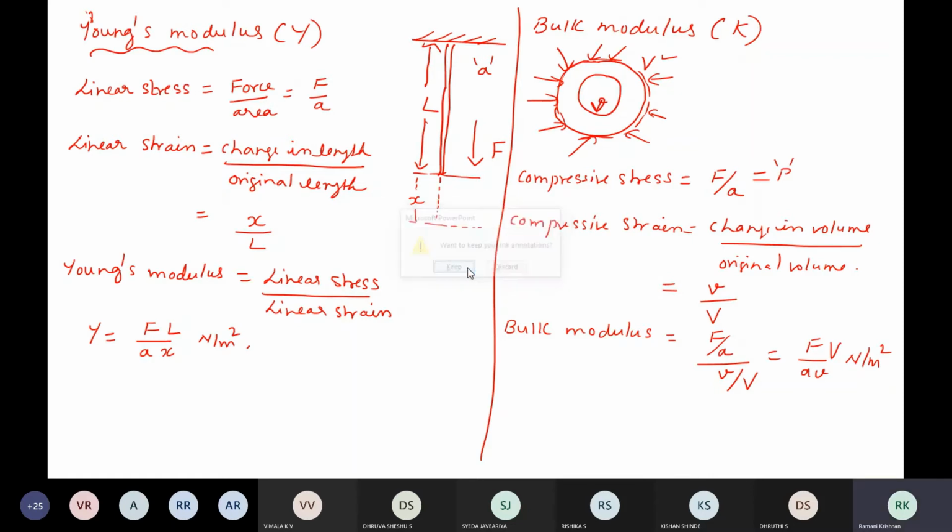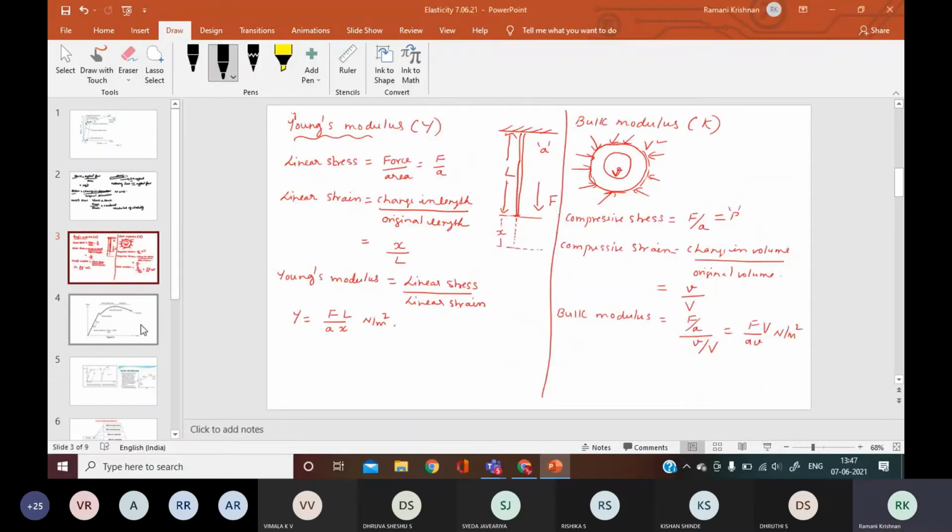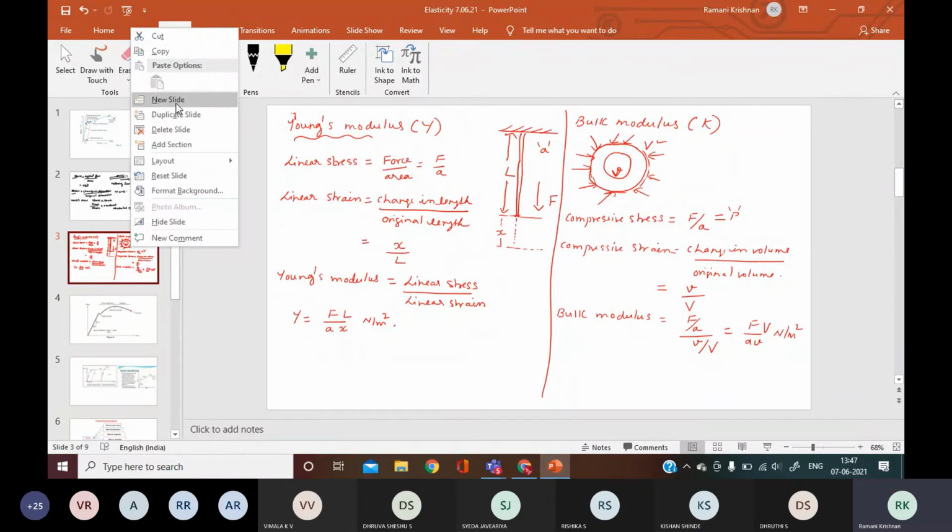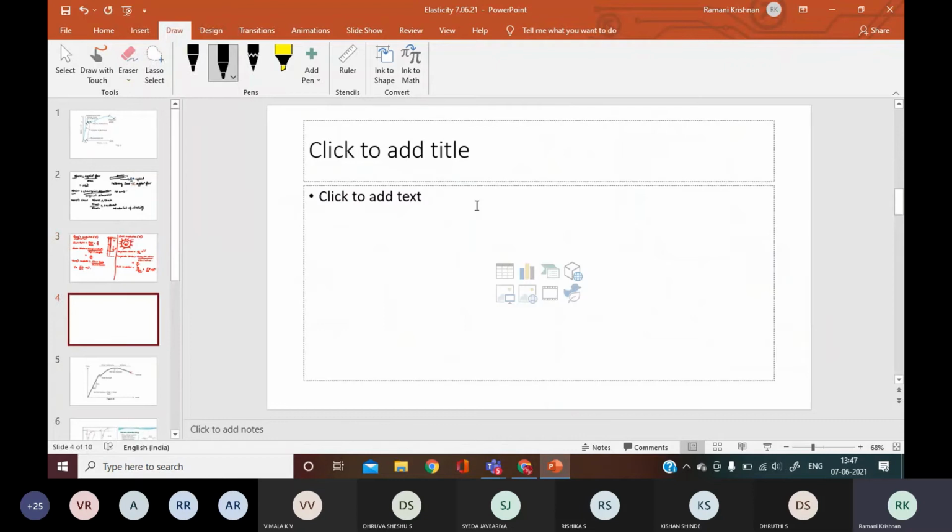So we have seen Young's modulus. We have seen bulk modulus. Now, can you guess what will be the last one? The third modulus, what is it?